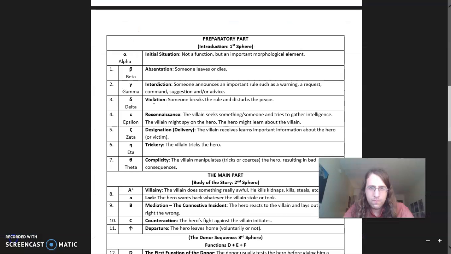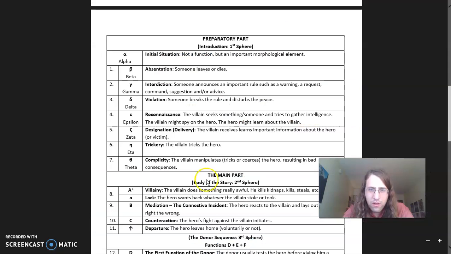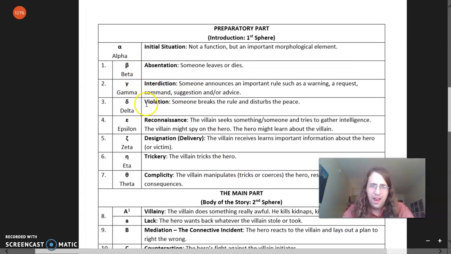Actually, let's see. Can y'all see that here? Okay, so it's gamma. Interdiction is gamma, and then the violation of the interdiction is delta.